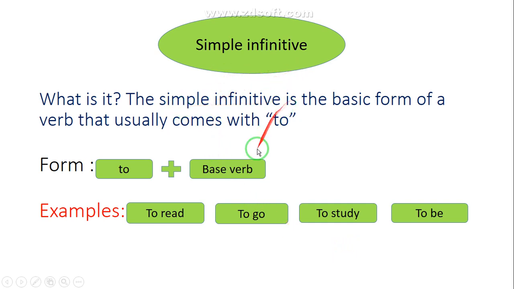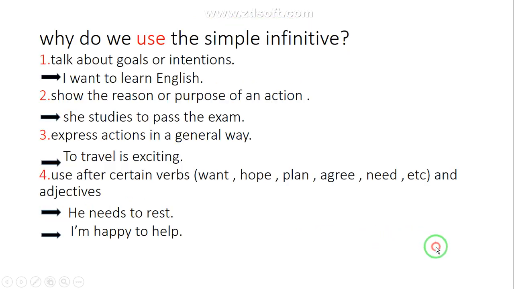What is it? The simple infinitive is the basic form of a verb that usually comes with to. Let's look at its form: to plus base verb, and its examples: to read, to go, to study, to be, etc. Why do we use the simple infinitive and what does it do in a sentence?